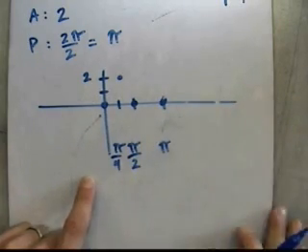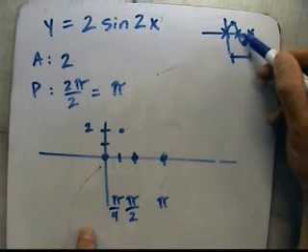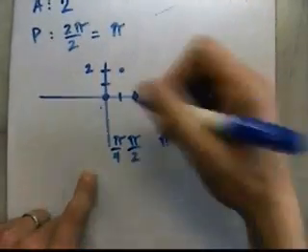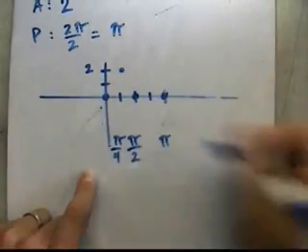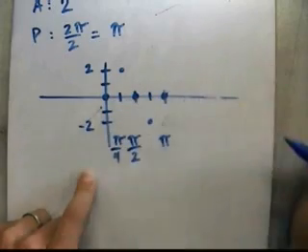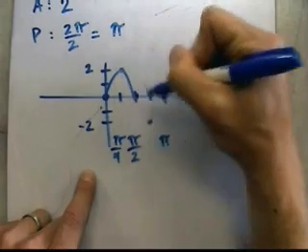The last point on my little mini graph is this point right here. That's in between the center and the end point, and it's down at the amplitude. So if I go here, I want to cut this in half, and I want to go down the amplitude, which is -2, and I'm going to go down right there. Okay, I've got my sine function now. Let's go ahead and graph it.